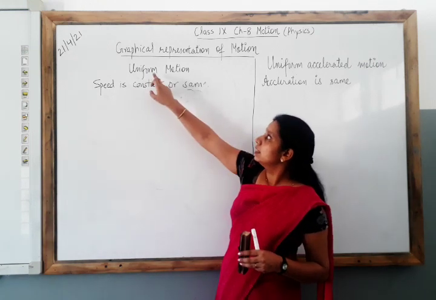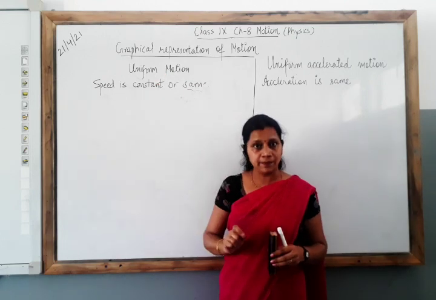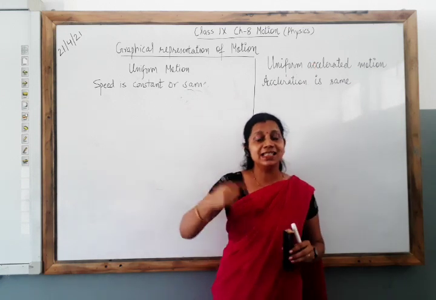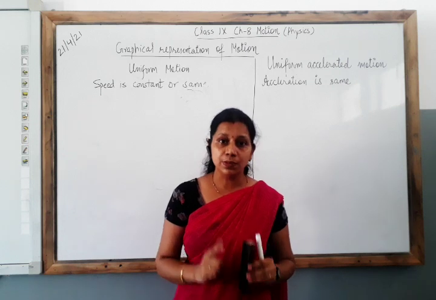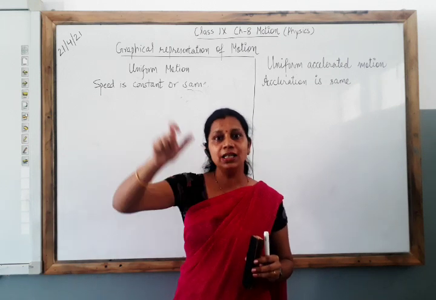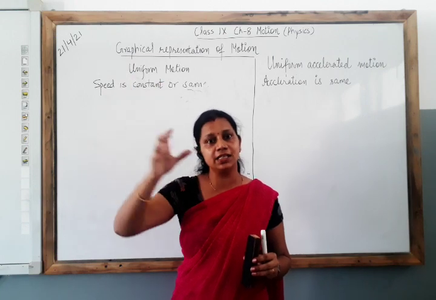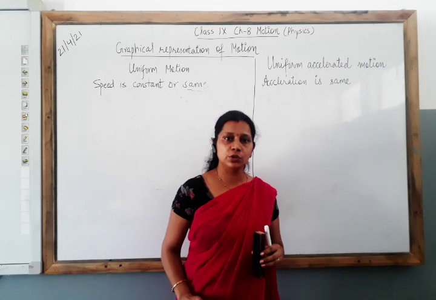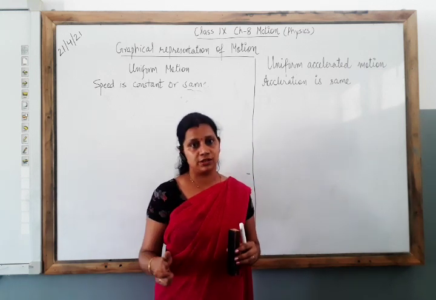Here uniform motion means speed is the same. Uniform accelerated motion means speed is changing, acceleration is the same, but the speed is changing equally in equal intervals of time: 5, 10, 15, 20, it is increasing like this orderly. Then what you have is uniform accelerated motion. If it is not, then it is non-uniform accelerated motion.